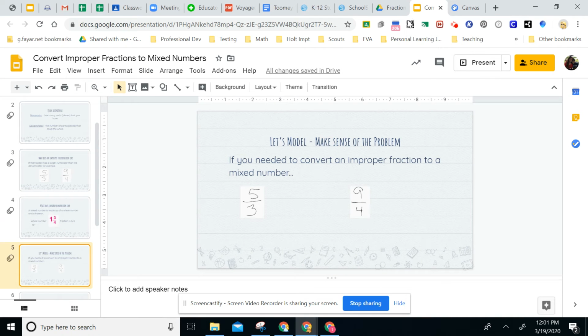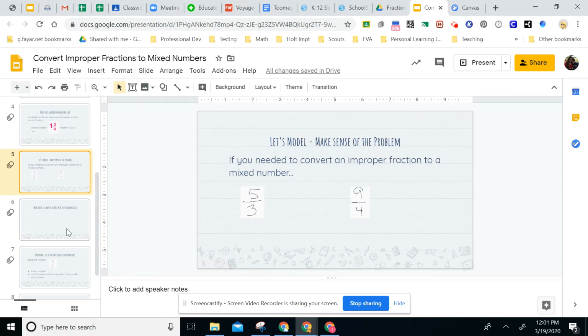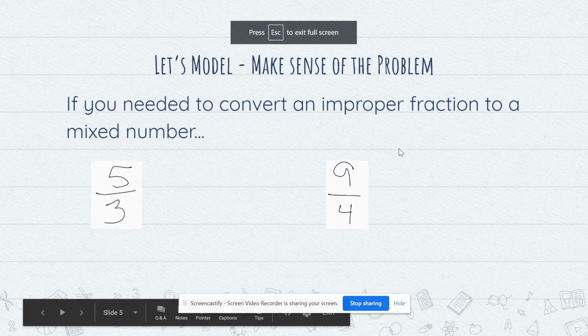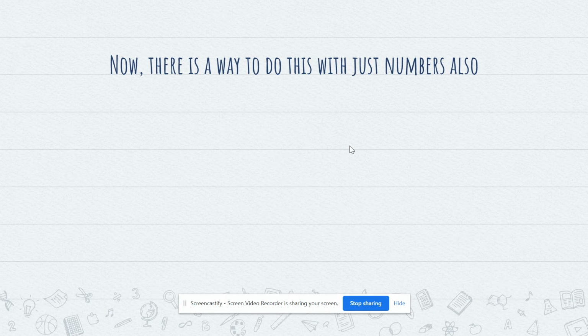So coming back to over here, that's one way to do it. You can draw a model to help you understand what it's talking about. Now, some of you are like, this is awesome, I love models. And some of you are like, okay, can I just reason this out, or can I do it with just numbers? Well, there is an algorithm that you can use to do this with just numbers. I'll show you how that works.